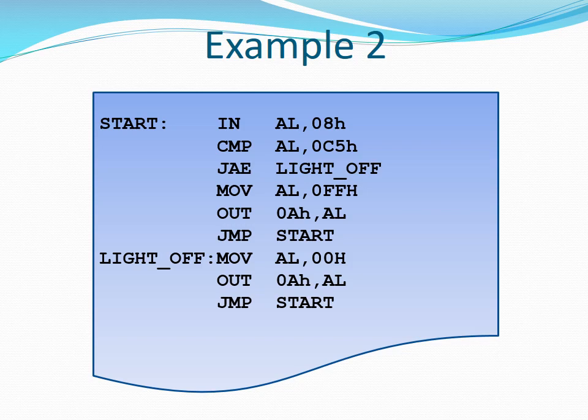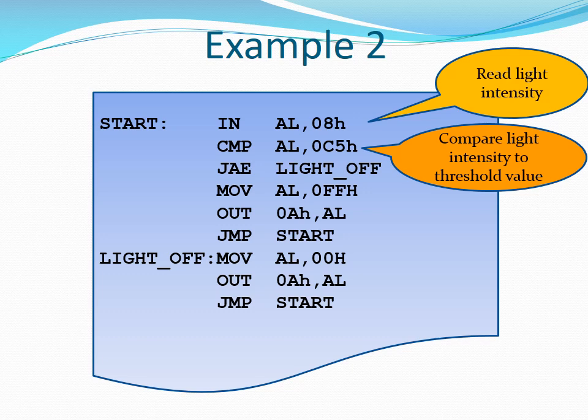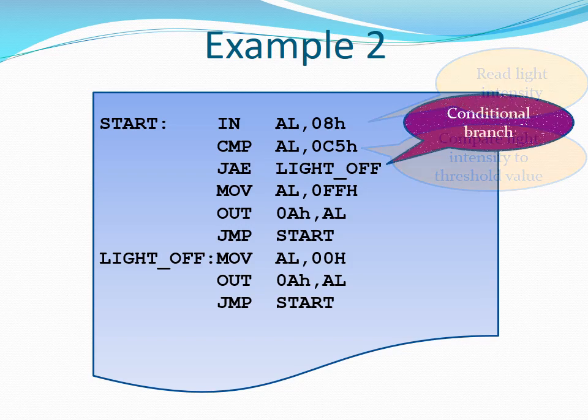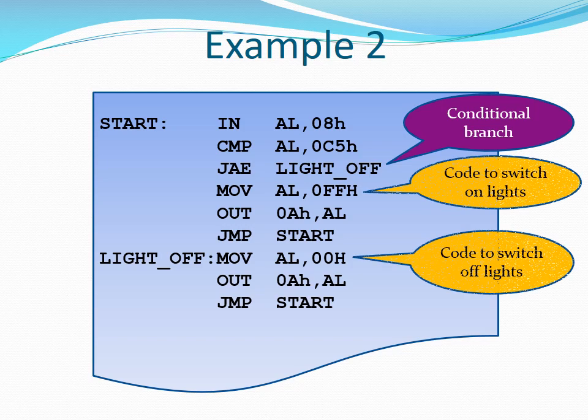Here is the program that will be required to run the system. The first instruction reads the light intensity through port 08H into the accumulator. The second instruction compares the read light intensity to the threshold value. The third instruction is a conditional branch instruction. Depending on the result of the comparison, it causes program execution to branch to the code section that is used to switch off the lights, or to the code section that is used to switch on the lights. Here is how it works.